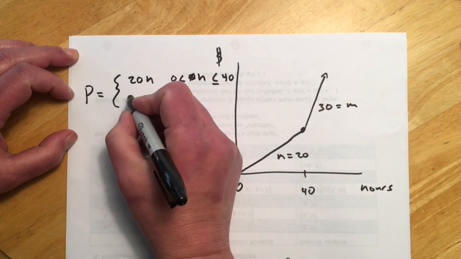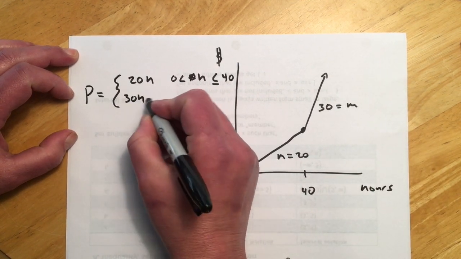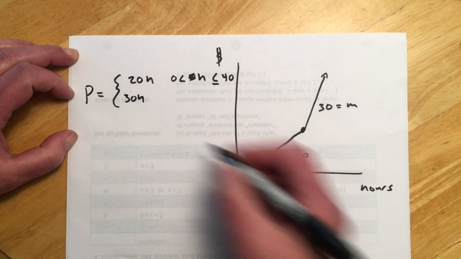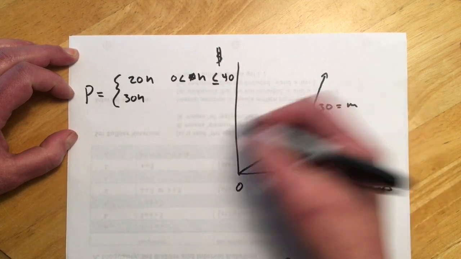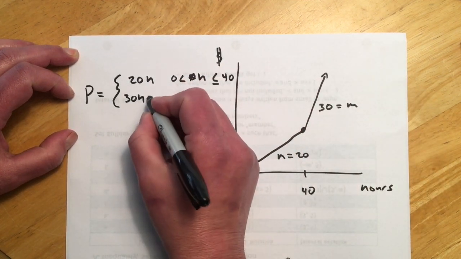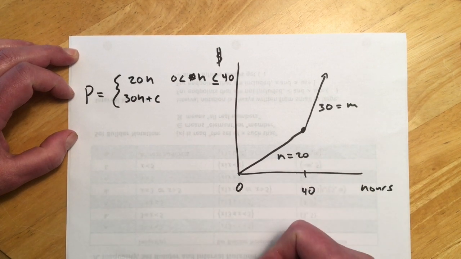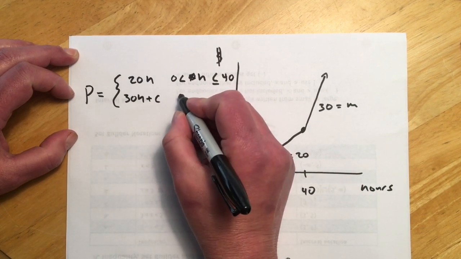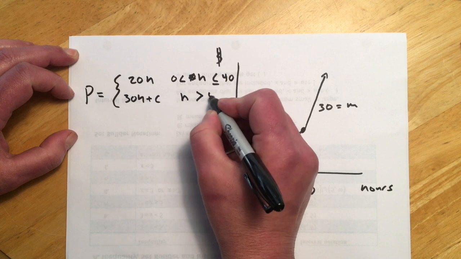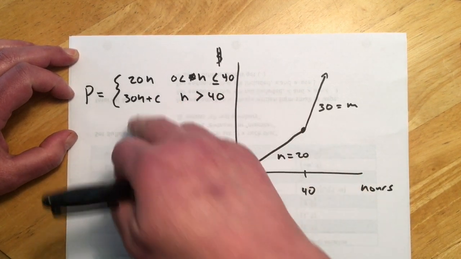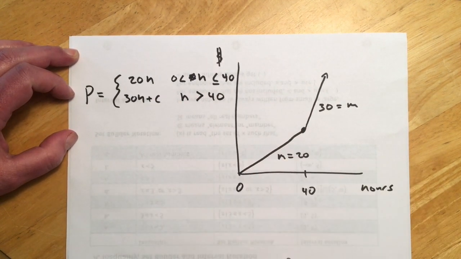The other equation, which isn't really 30h, I would need an offset that would be down here, but I'm not going to bother to find it for the sake of this problem. So 30h plus some constant down here somewhere. That would be good for when the h's are greater than 40 hours, because that's when you're going to get overtime pay. So that's kind of the idea of a piecewise.